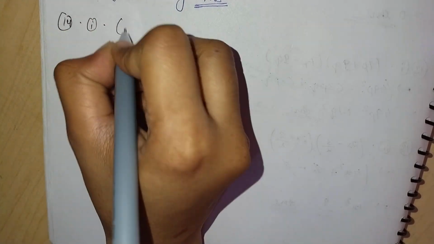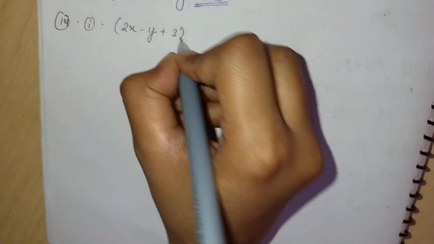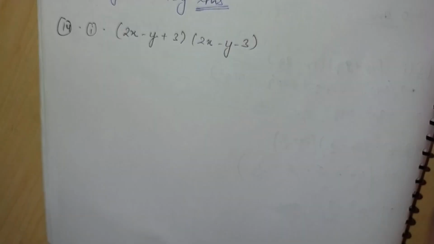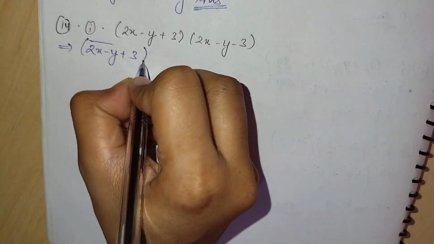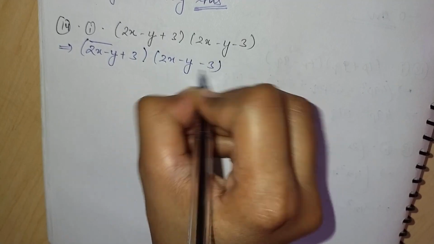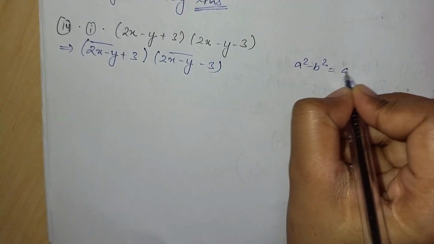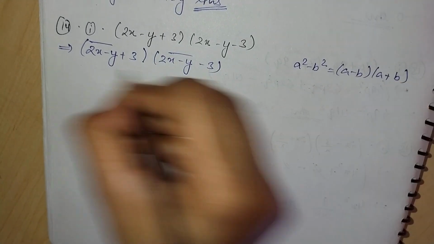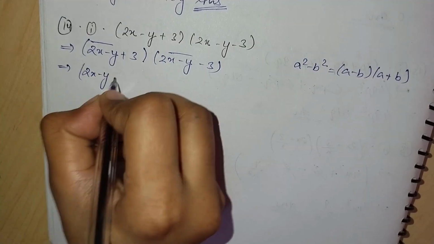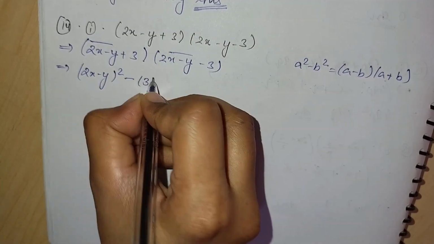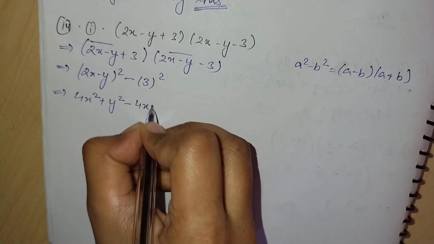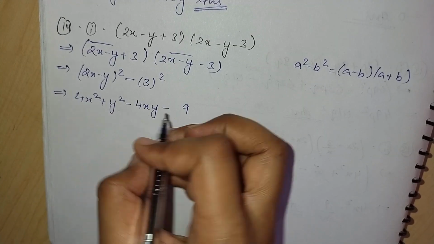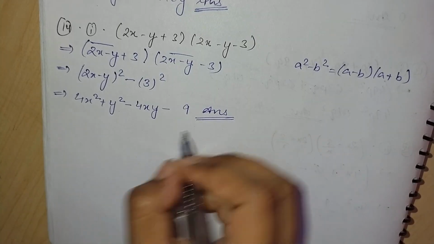Now the 14th first part is (2x − y + 3)(2x − y − 3). We will write it as (2x − y) + 3 and (2x − y) − 3. We will apply the a² − b² formula, (a − b)(a + b). So we will get (2x − y)² − 3² equal to 4x² + y² − 4xy − 9. So this is the answer in this question.